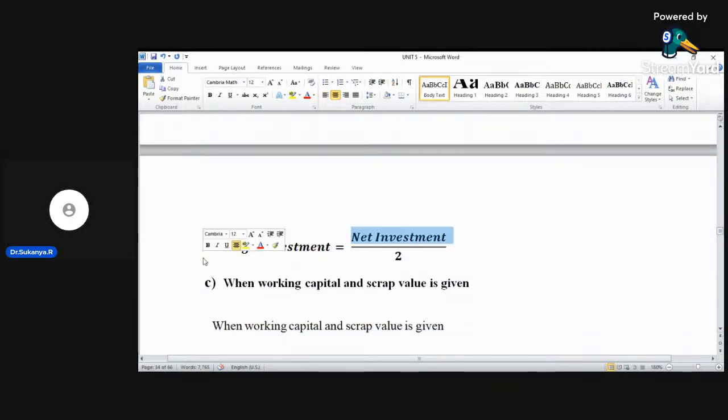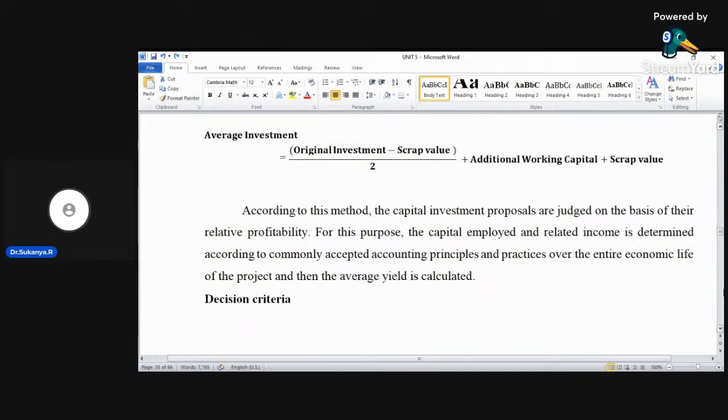Average investment is nothing but the original investment or the net investment divided by 2. Dear students, let me tell you very clearly, I'm not working out any problem outside the syllabus. All the problems are very much there specifically in the study material. So whatever problems I'm working out here is particularly from the study material itself. Now how you have to go about with the problem, I'm going to tell you.